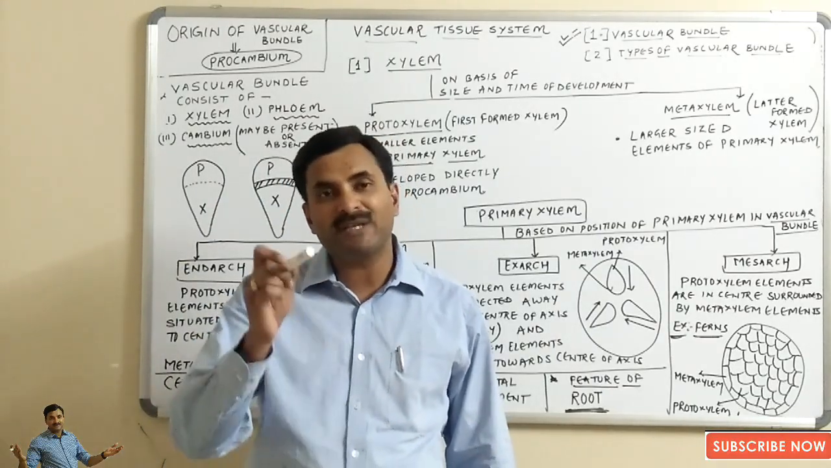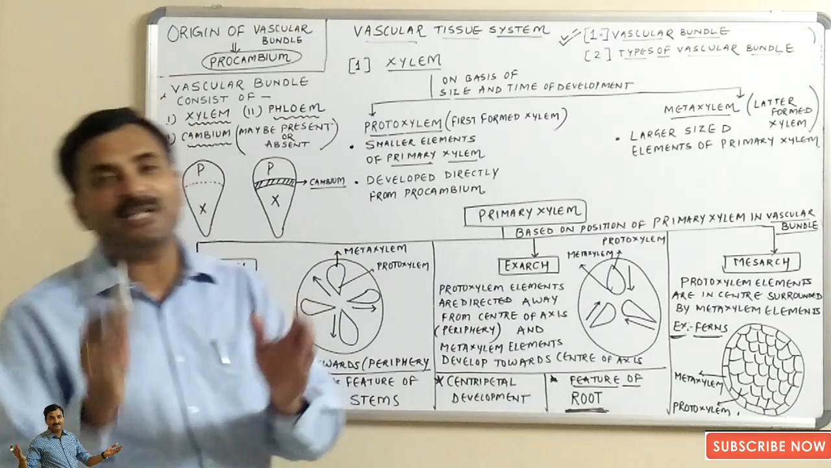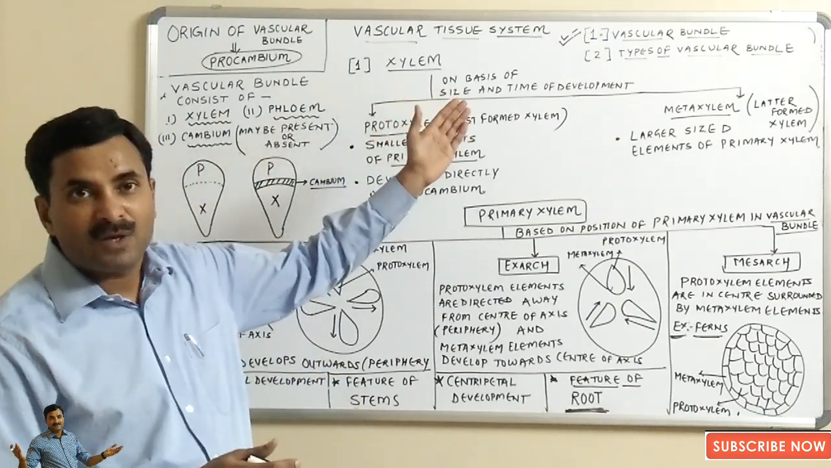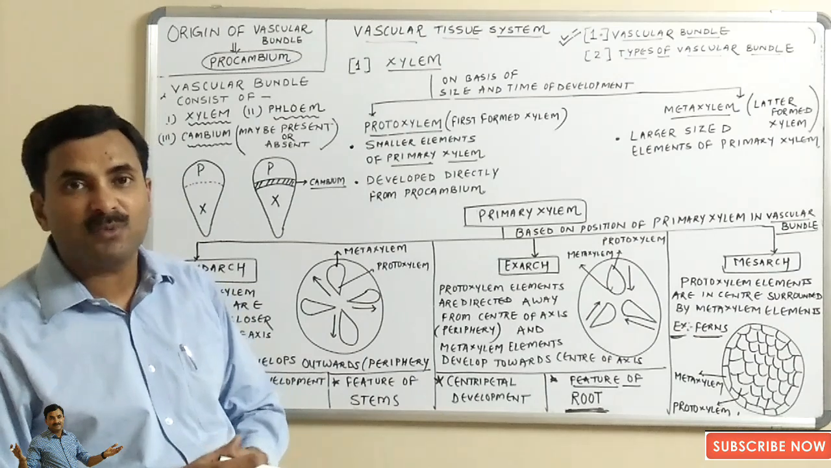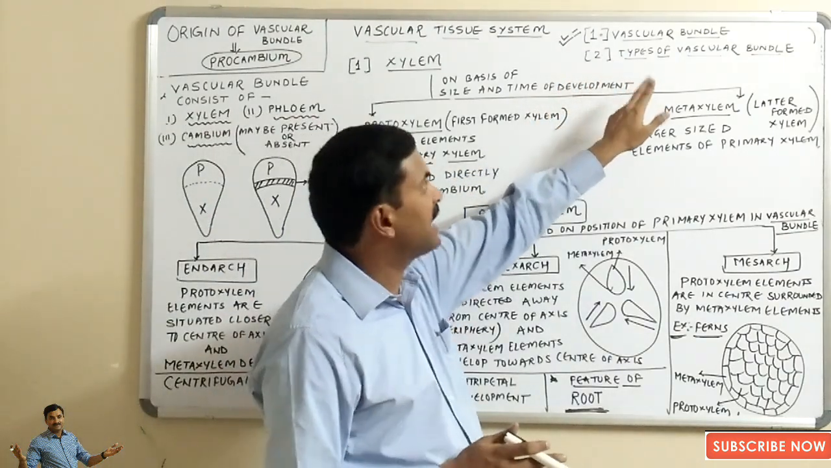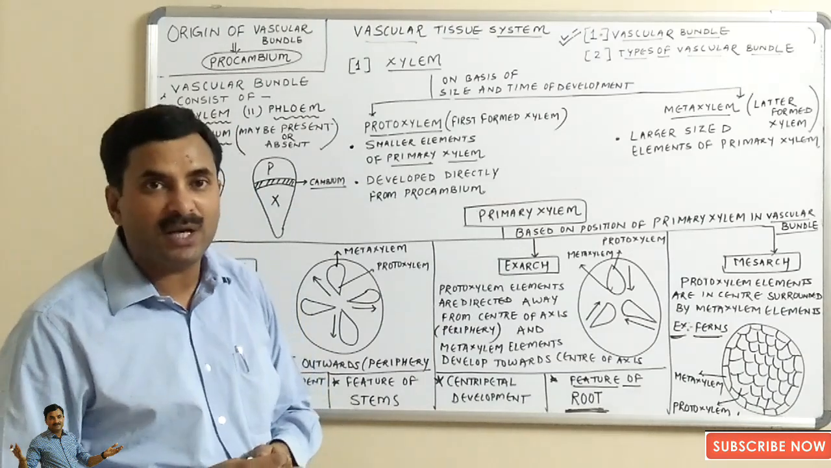N.S. Jain. Today we are with a new topic and it is related to plant anatomy. We are discussing the vascular tissue system. When we are discussing the vascular tissue system, we have to study two topics. One is known as the vascular bundle and another is known as the types of the vascular bundle.